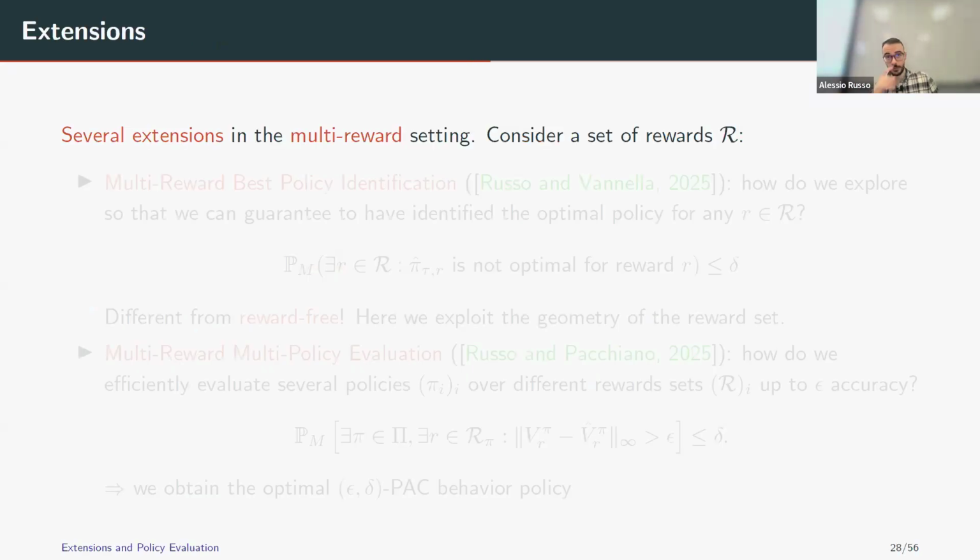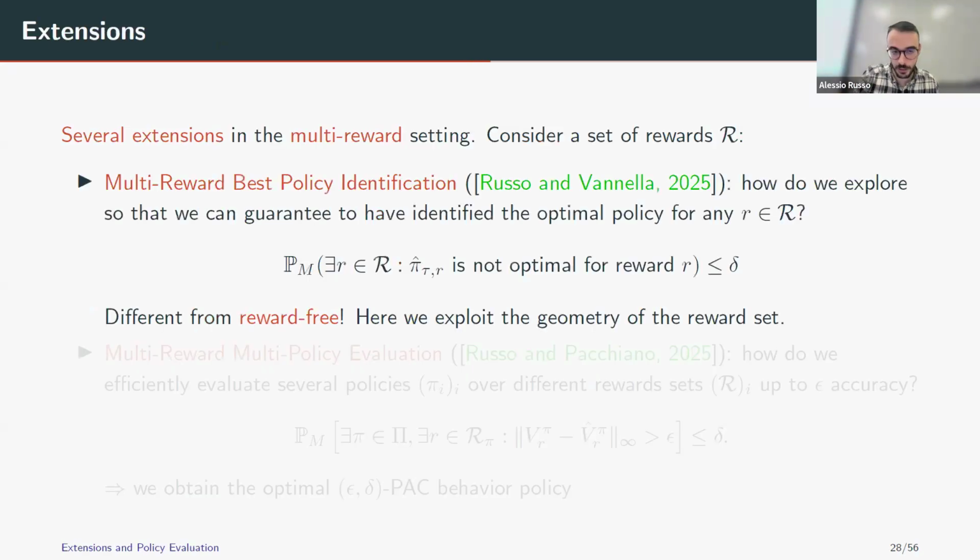Then there are some extensions of this problem. Like there is the multi-reward best policy identification, where essentially, let's say we are playing a game. I give you a set of rewards. And then I'm gonna say, okay, I want you to explore now. I want you to collect data so that when you stop, for any reward in this set, I want you to be able to compute what is the optimal policy for that reward, only using the data you have collected so far.